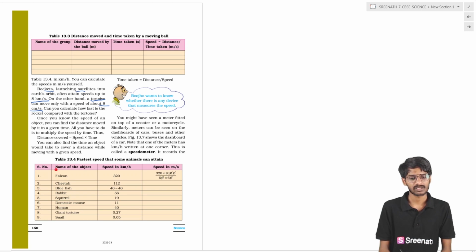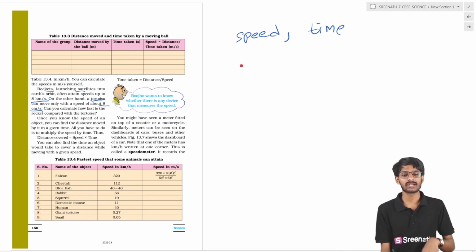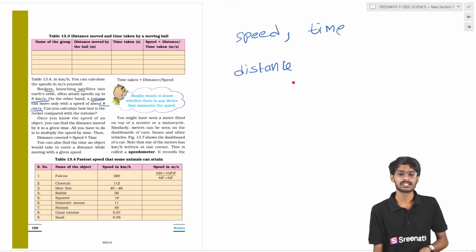Okay, so whenever you know the speed and whenever you know the time, then you can easily find out the distance traveled.